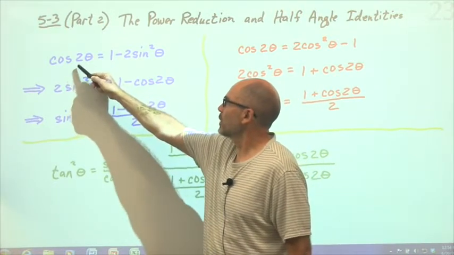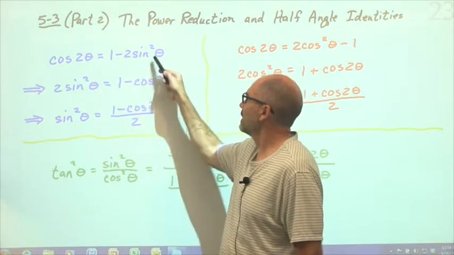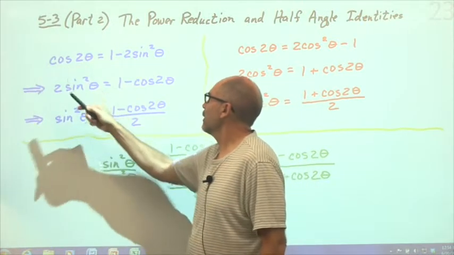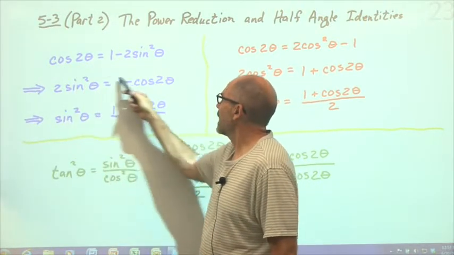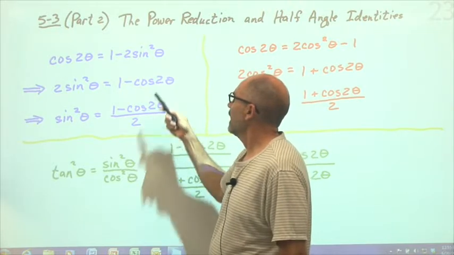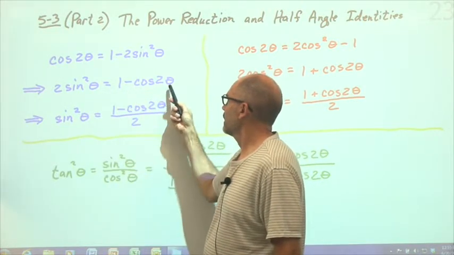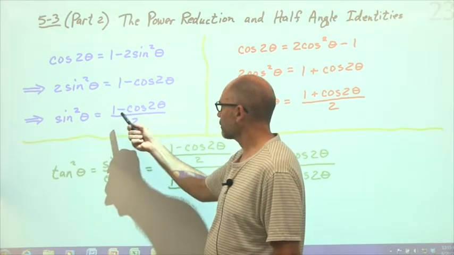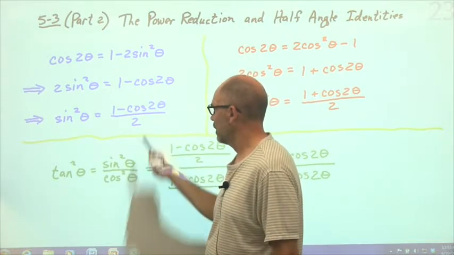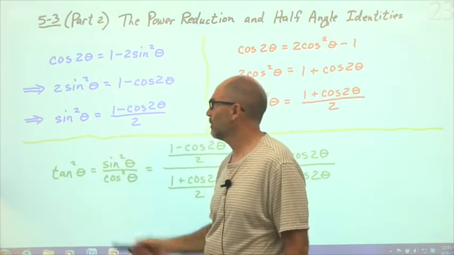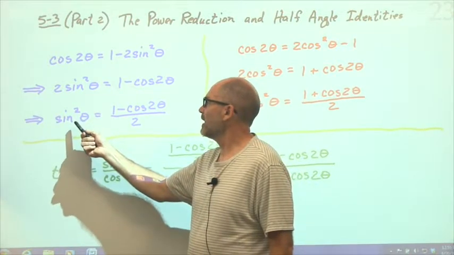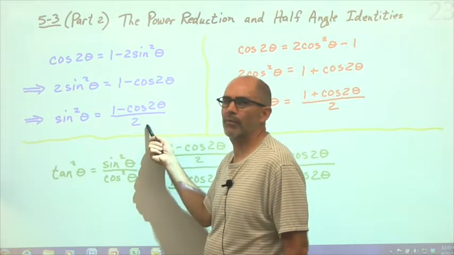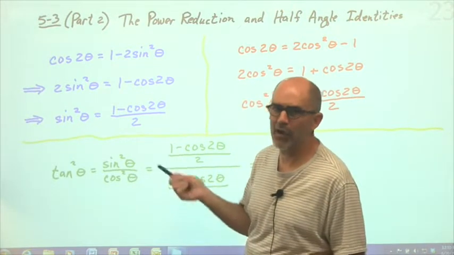Well, I'm going to start with cosine 2 theta equals 1 minus 2 sine squared theta. Now, if I add 2 sine squared theta over to the left and subtract cosine 2 theta to the right, then I have 2 sine squared theta equals 1 minus cosine 2 theta. Divide both sides by 2, and I have sine squared theta equals 1 minus cosine 2 theta over 2. So notice what we accomplished here is we started with a trig function squared, and we ended up with a trig function to the first power. So that's going to be handy in calculus next year.